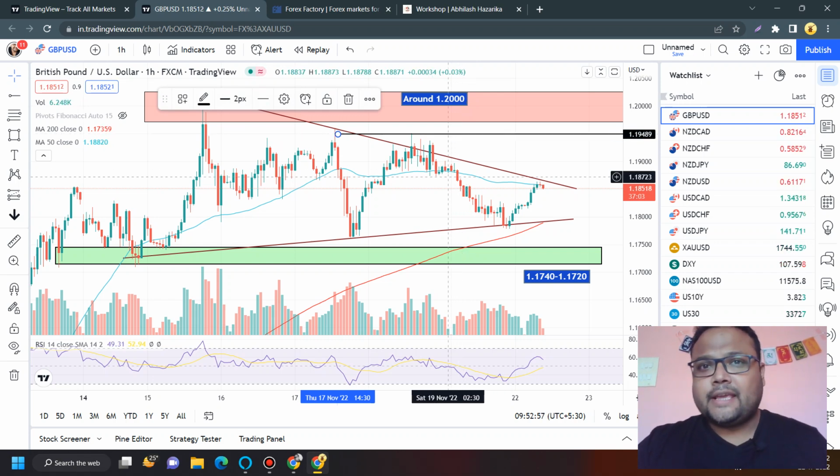No trade is 100% accurate. This is my analysis. I can be wrong as well. So do not gamble with your hard-earned money. Try to protect your capital.